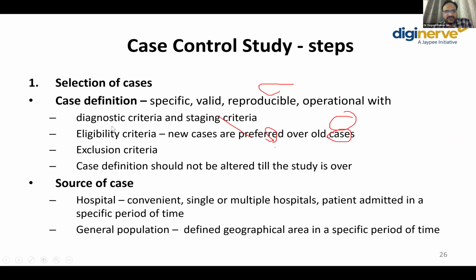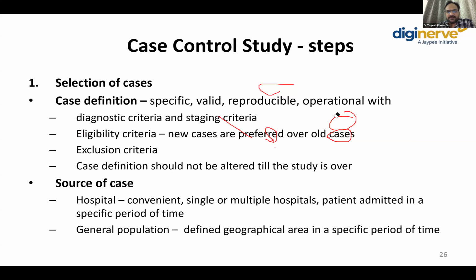Now about the selection of the cases. We have to give a case definition. And the case definition should be specific, it should be valid, it should be reproducible. Reproducible means it should be repeatable or reliable. It means the case definition should be the same throughout the study. And the case definition should be operational.